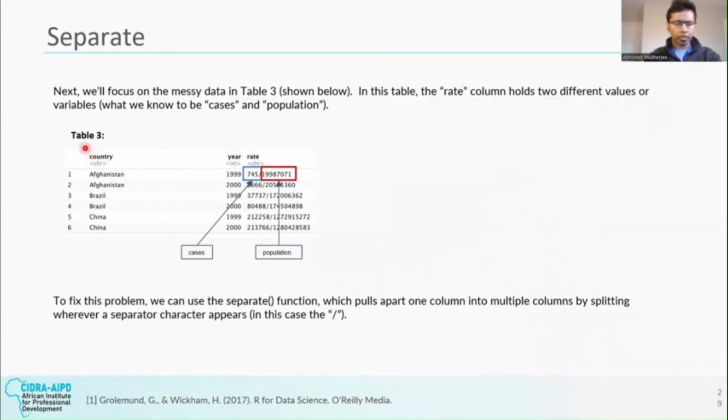Yeah, so like we had seen in table 3, we have a rate column in which we have this character string, and the left-hand side of this character string denotes the number of cases, and the right-hand side denotes the population count. So if we split this rate column on this character string, then we can convert this table 3, which is in a non-tidy format, to a tidy format. To do that, we use the separate function in R.